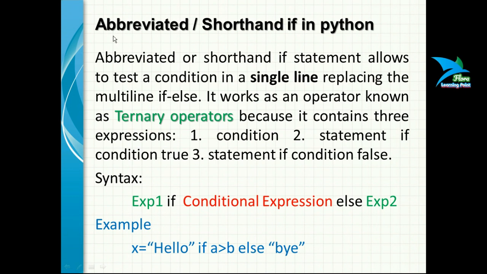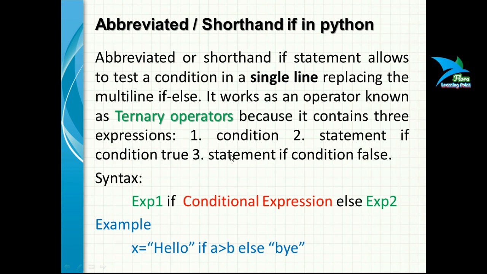Next we'll discuss the abbreviated or shorthand if statement in Python. The abbreviated or shorthand if statement allows us to test a condition in a single line, replacing the multi-line if-else. It works as an operator known as the ternary operator because it contains three expressions. One is the condition, the second one is the statement if the condition is true, and the third one is the statement if the condition is false.